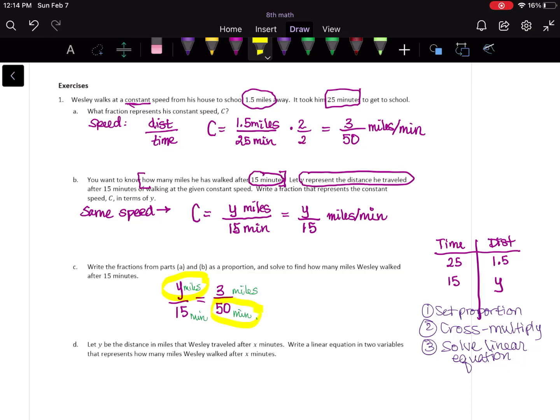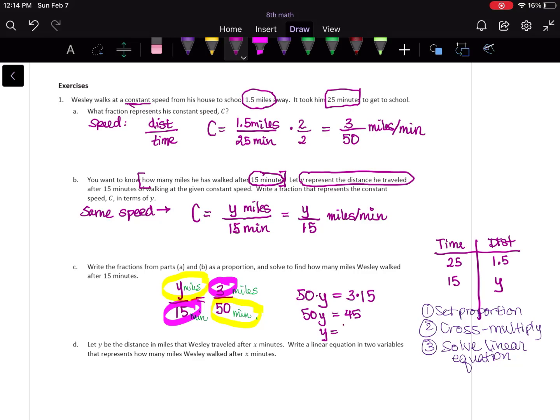So I'm going to circle in yellow here. I'm cross multiplying the y times 50, the numerator of the left times the denominator of the right. 50y equals, let's change colors. We're doing the other cross multiplication, the 3 numerator from the right times the 15 denominator from the left, so we get 3 times 15, or 50y equals 45.